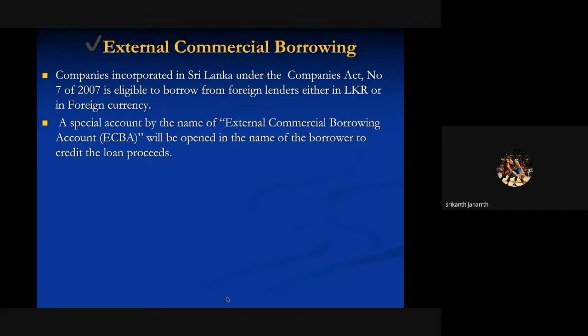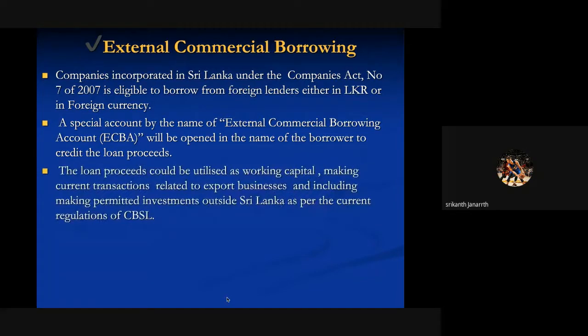The money can come into an external commercial borrowing account, which you can open with the bank, and you can utilize that money for your export purposes. So this is one way of borrowing. This is not the local bank lending to you. It is your own capability. You are directly borrowing from a foreign lender, so it is your own credential. The bank is not involved. The bank is only facilitating by opening this account, getting that money coming in and giving it to you. CBSL has given the permission for this. Okay.